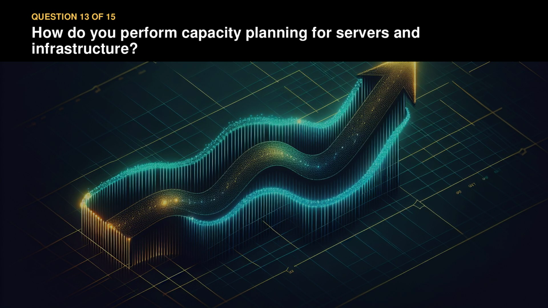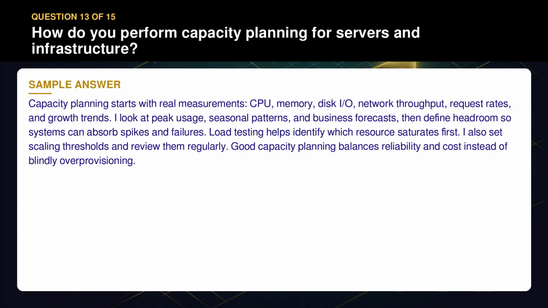Question 13. How do you perform capacity planning for servers and infrastructure? Capacity planning starts with real measurements: CPU, memory, disk I/O, network throughput, request rates, and growth trends. I look at peak usage, seasonal patterns, and business forecasts, then define headroom so systems can absorb spikes and failures. Load testing helps identify which resource saturates first.